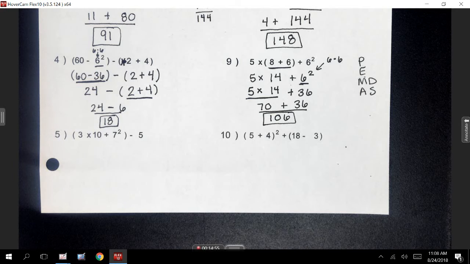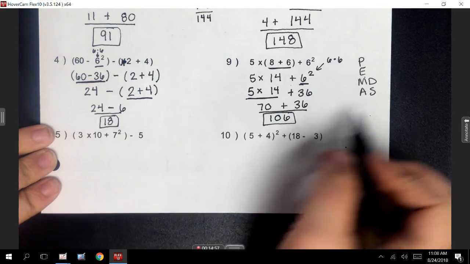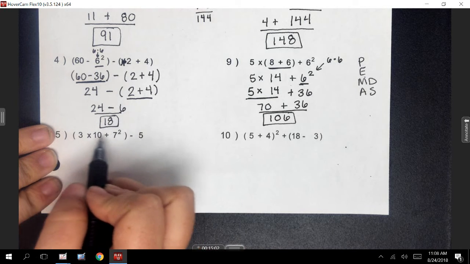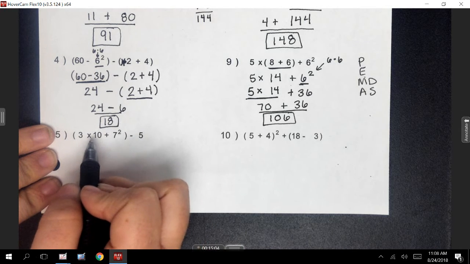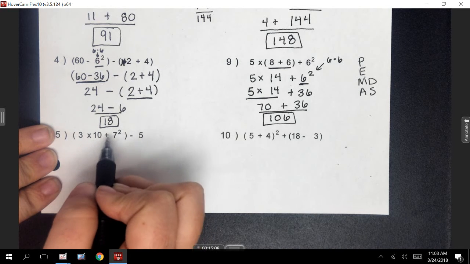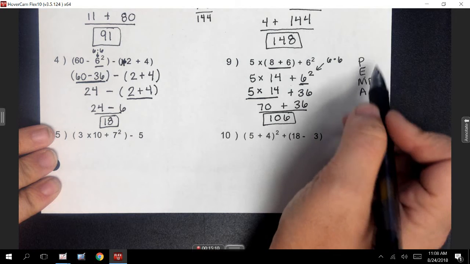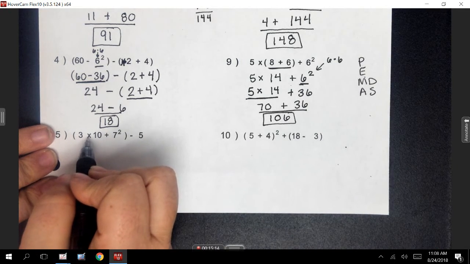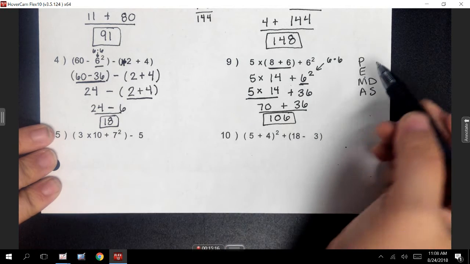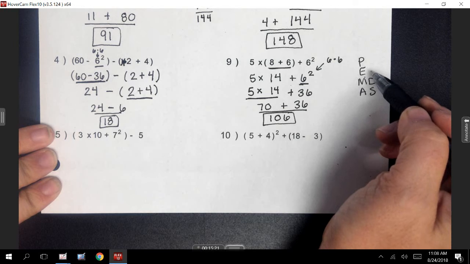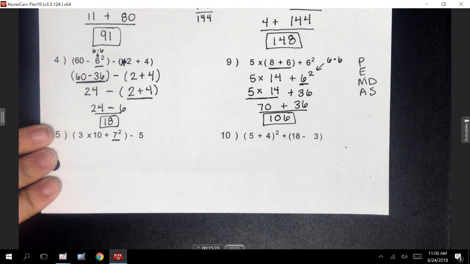We're ready. All right, on number 5, first thing we're looking at is parentheses. Now, inside these parentheses, I have a lot going on. I'm multiplying, I'm adding, and I have an exponent. So to determine which one to do first, I'm going to look at my list again. Inside the parentheses, if I have multiplication, addition, and an exponent, the one that comes first in this list is that E for my exponent. So that's where I'm going to start.